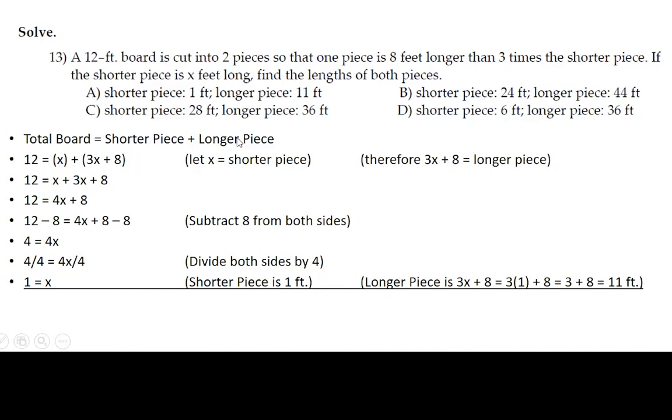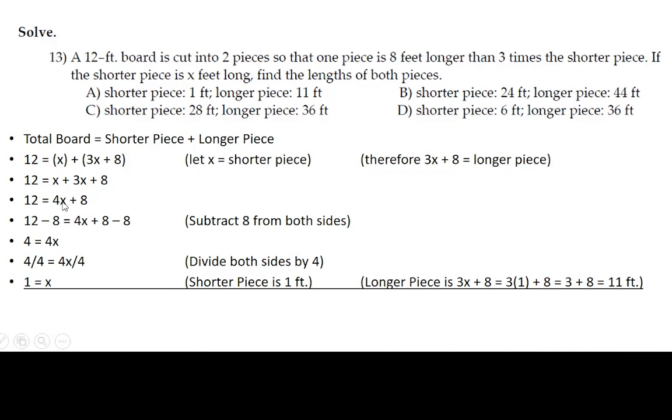So when we replace our values, the total board is 12. The shorter piece is x, and we're adding to that the longer piece, 3x plus 8. So we have 12 equals x plus 3x plus 8. Combine like terms, x plus 3x gives us 4x. So we have 12 equals 4x plus 8.